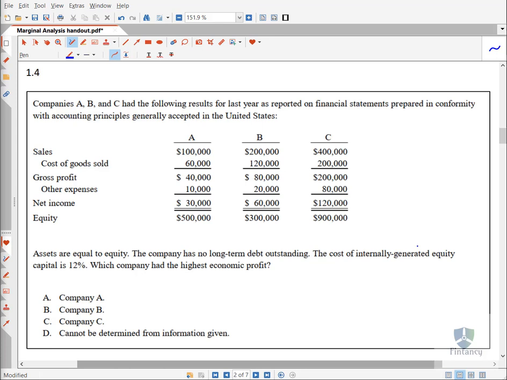Which company had the highest economic profit? Companies A, B, and C had the following results for last year as reported in financial statements prepared in conformity with accounting principles generally accepted in the United States. So they have given you three income statements, and they need the highest economic profit, right, my friends? So remember this net income. What is that? That is my accounting profit or not?